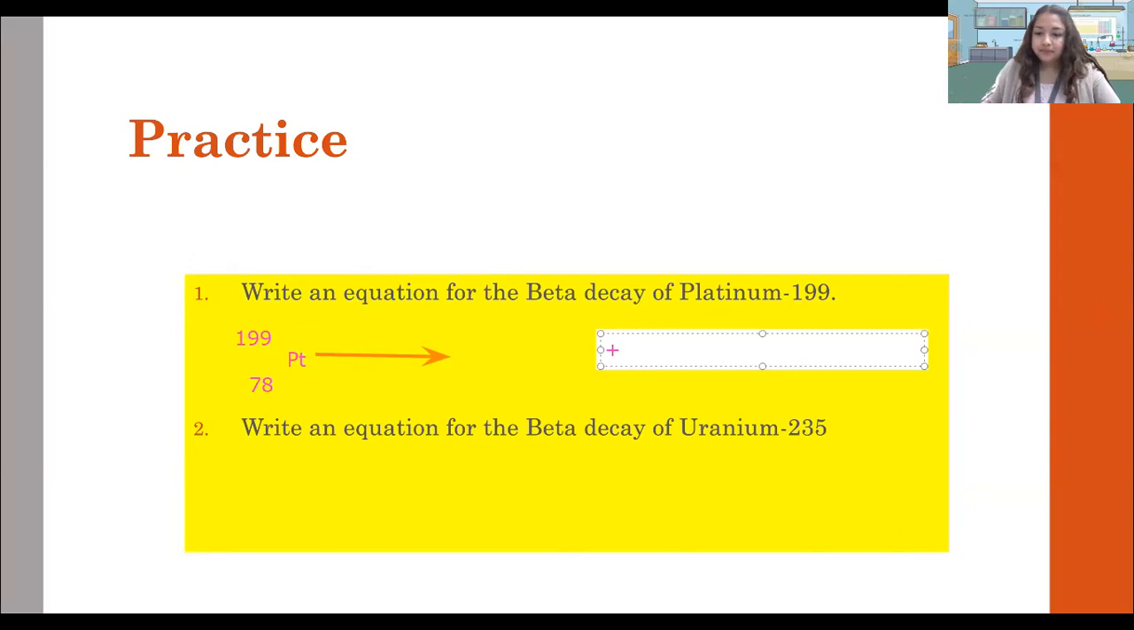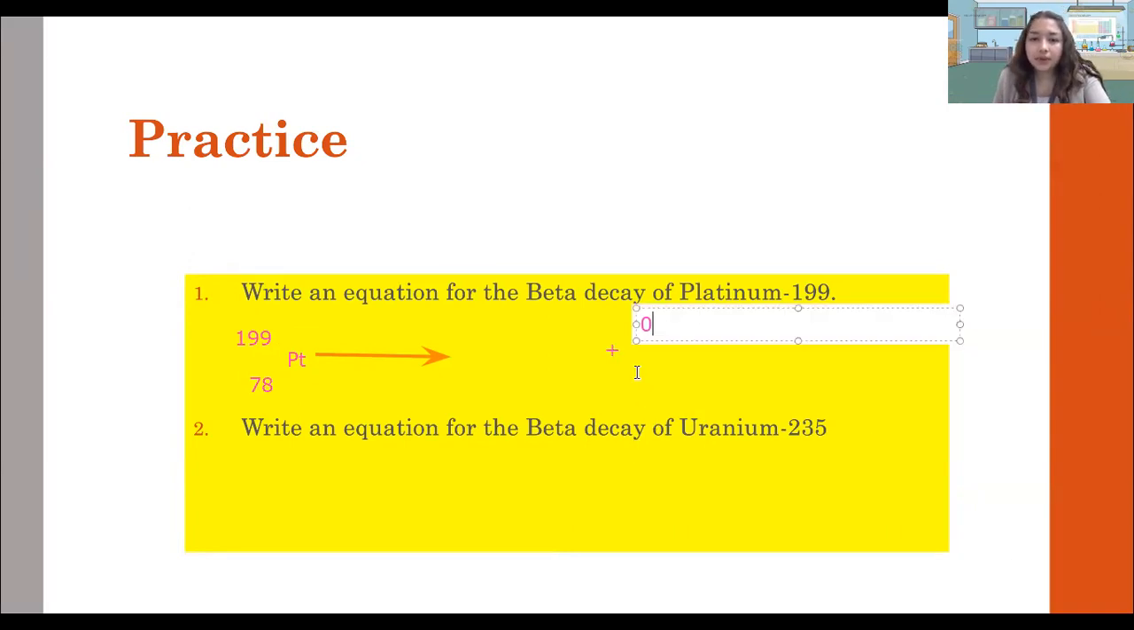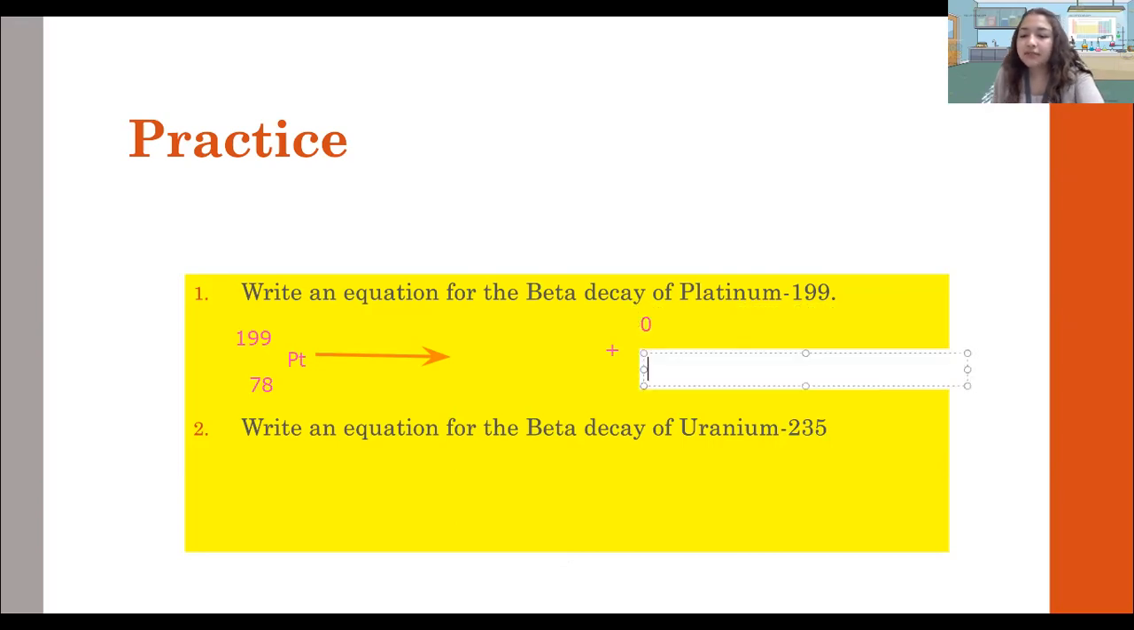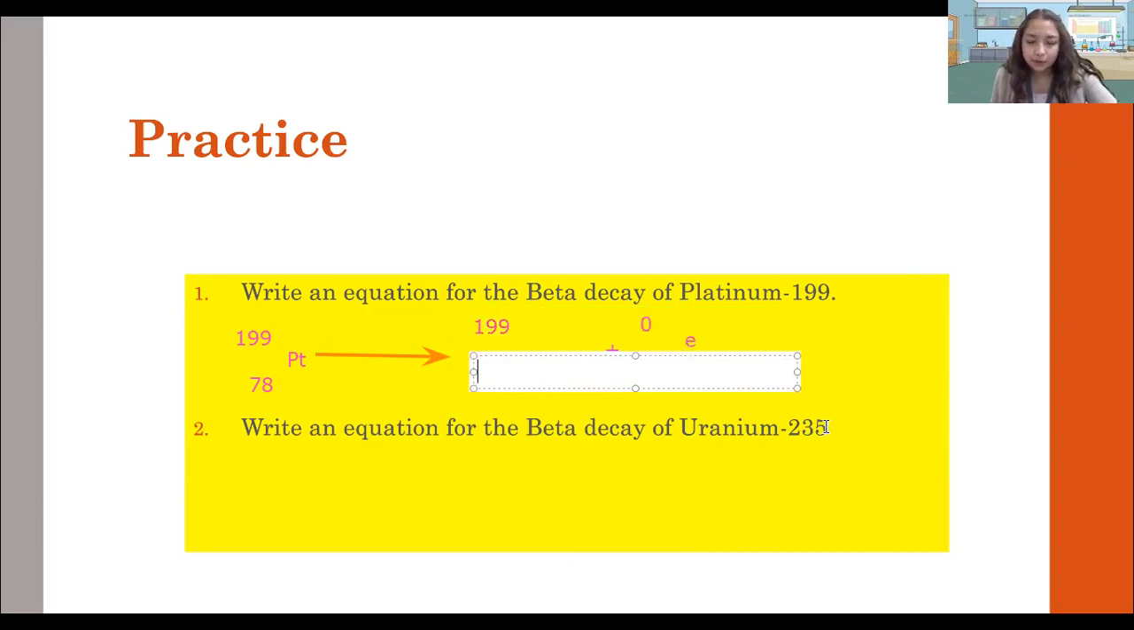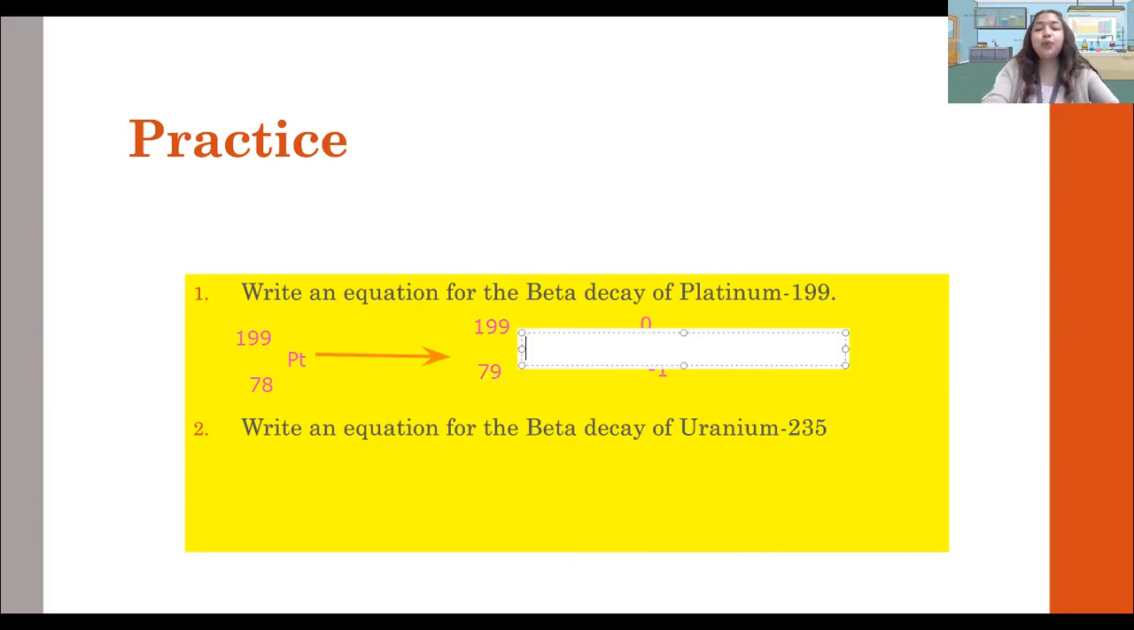So this time, we're going to have 0 up at the top. And down at the bottom, we should have -1. And our symbol would be the letter e. There we go, kind of, sort of. Not very pretty, but there it is. So 199 minus 0 gives us 199. 78 plus 1, or minus -1, if you want to make it a little bit more complicated like I do, would give us 79. So atomic number 79 is Au, gold.